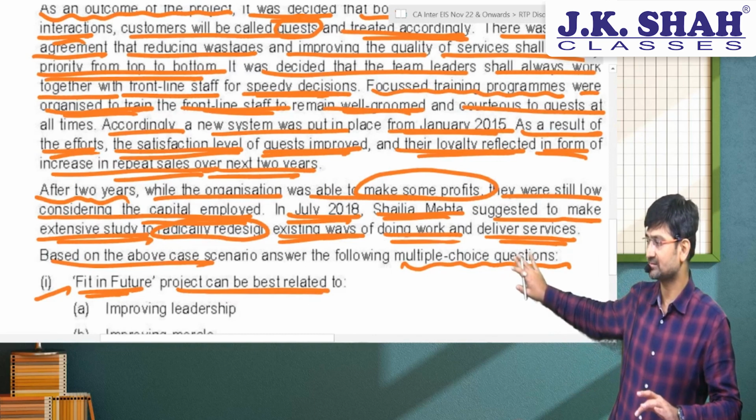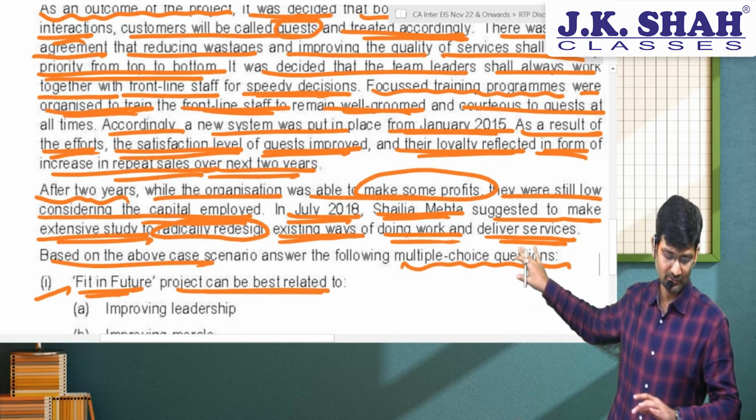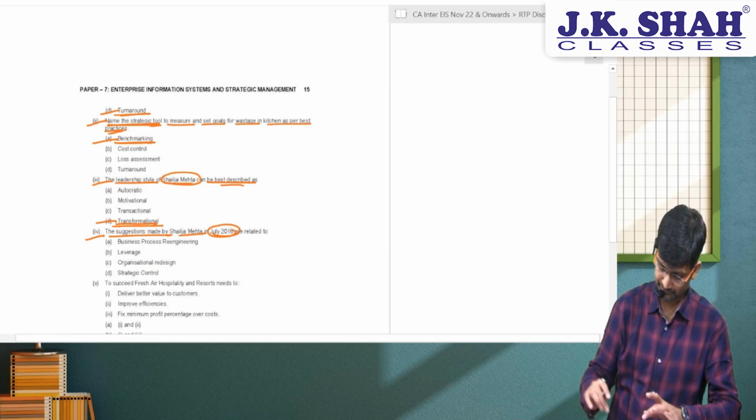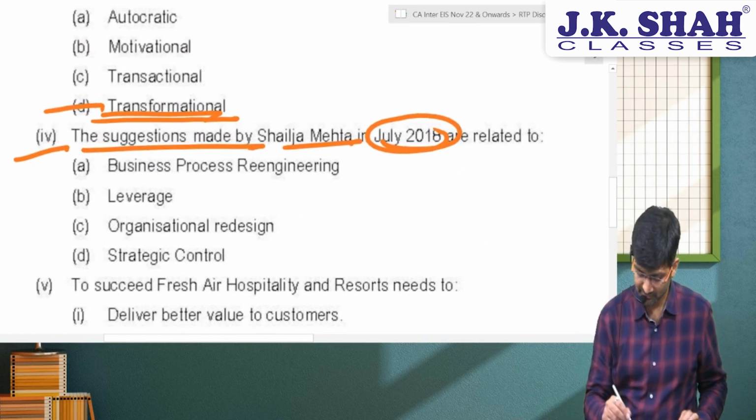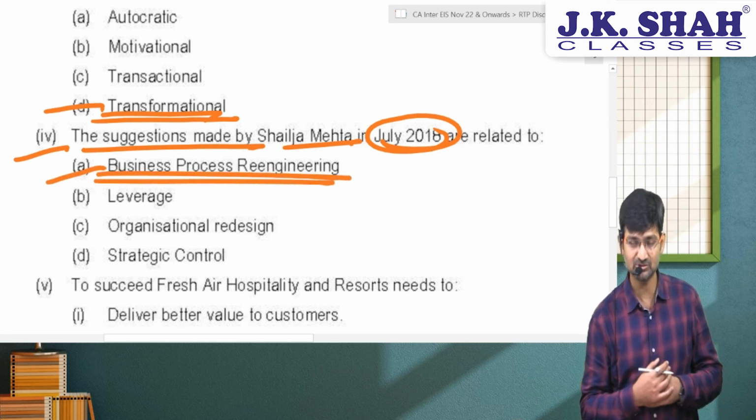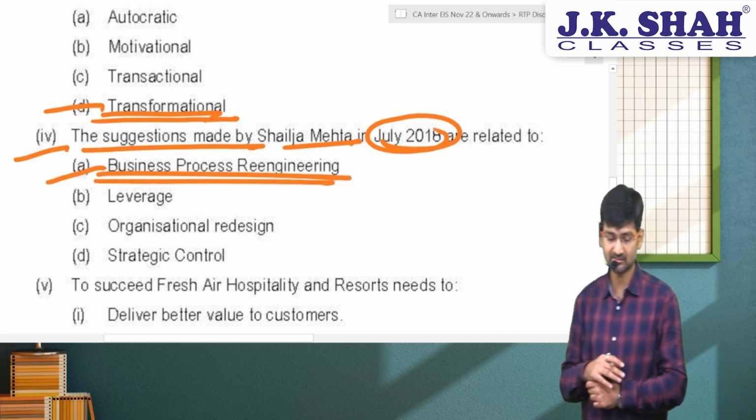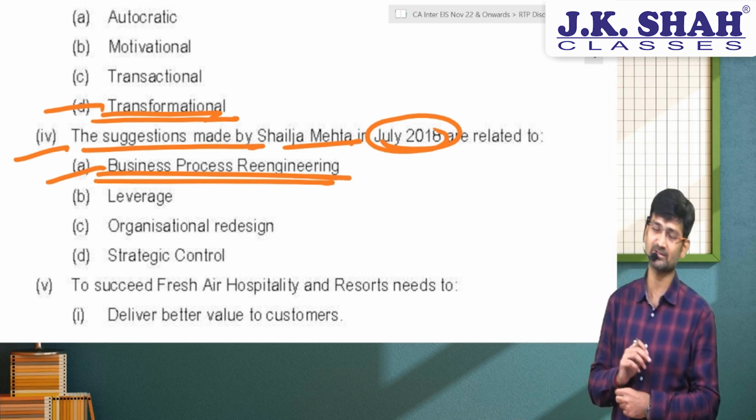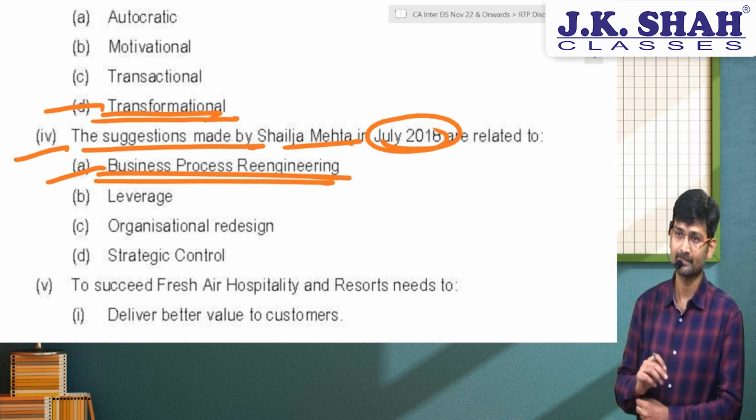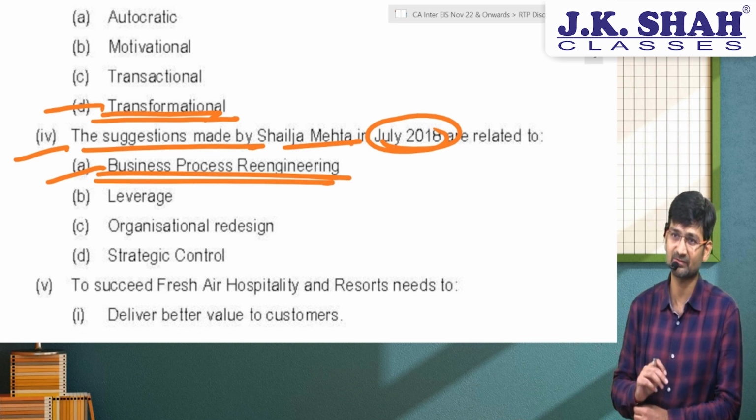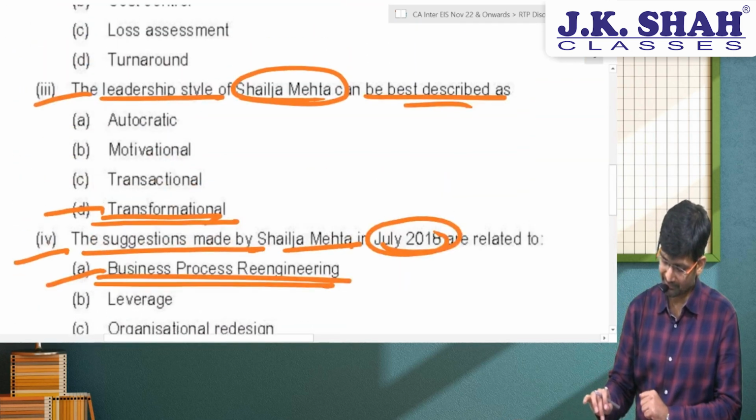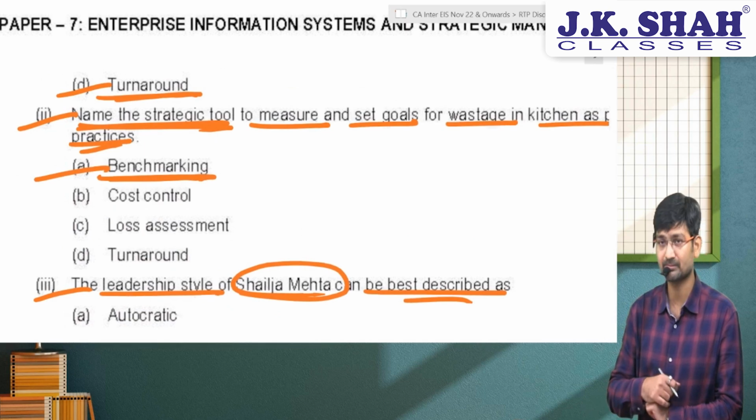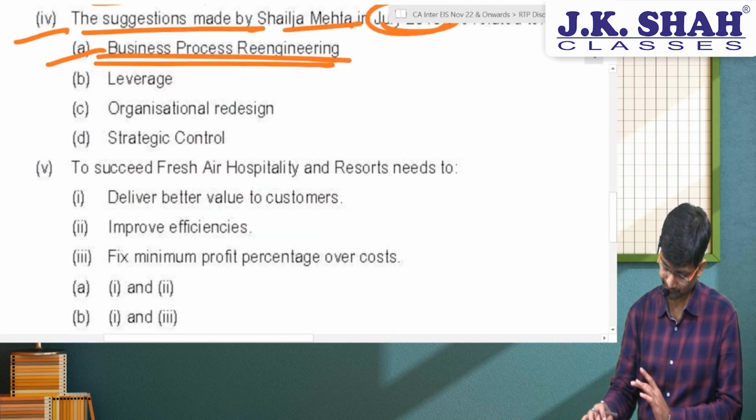is the radical redesign part. Okay. So the suggestions made by Shailja Mehta in July 18 relate to BPR, business process re-engineering. That's what it was. Radical redesigning. You have to pick the right words. Transformational was the motivational style of leadership. It's a line from the book itself that they have given, Shailja has used. Okay. BPR involves fundamental rethinking and radical redesigning. Benchmarking is the process of comparing your measures with the best practices of the industry.